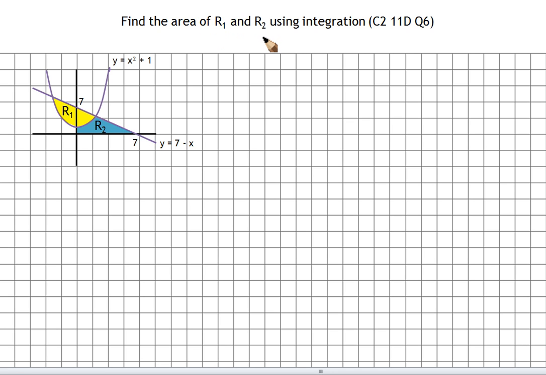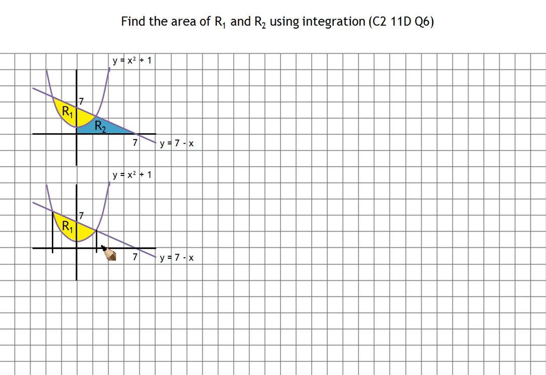Now to start with, I'm going to do R1. And before we go about doing anything else, I'm just going to tidy up this diagram a bit so we've got the important bits for this part of the question. There we go. I've just removed R2 for now, so we can just concentrate on the yellow area of R1. Now, if we're integrating, obviously we're going to be doing definite integration. We're going to be looking at the integral between this point here and this point here.